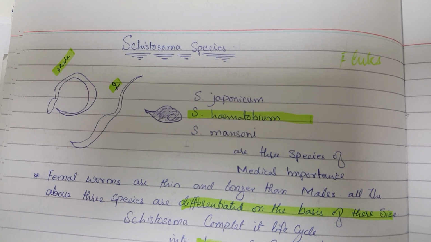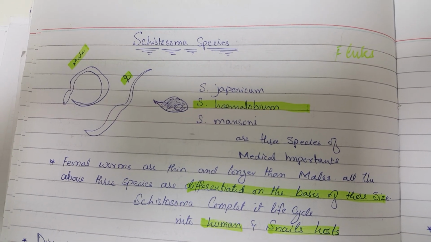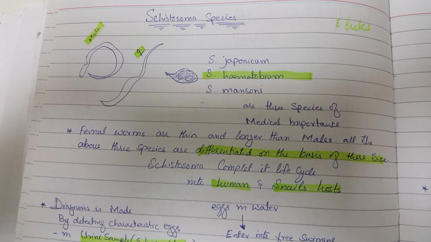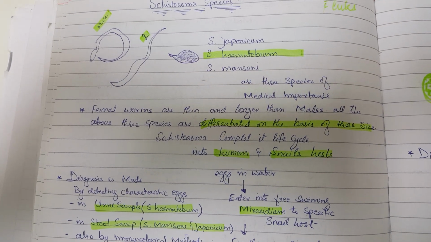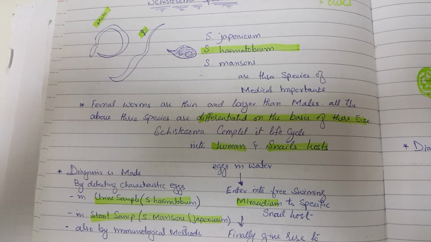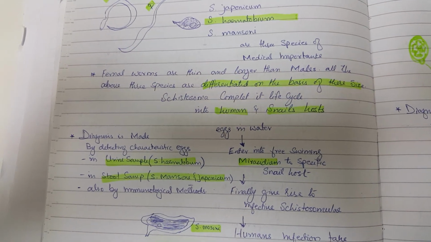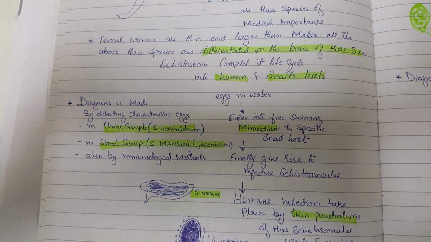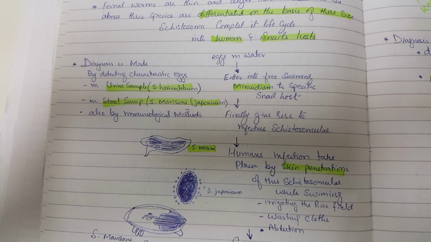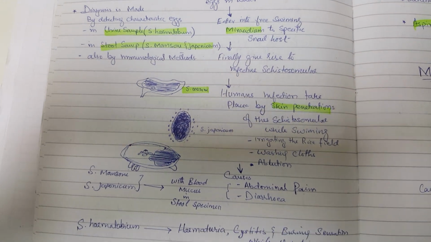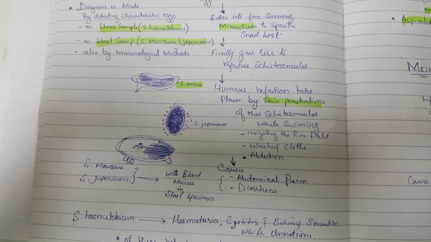Schistosoma species, as you know, Schistosoma japonicum, haematobium, and mansoni, are the species of medical importance. The female worms are thinner and longer than the male, and all the above species are differentiated on the basis of their size. Schistosoma completes its life cycle in the human and snail host. The eggs in water release free-swimming miracidia to the specific snail host, and finally give rise to the infective cercariae. Human infection takes place by skin penetration by the cercariae while swimming, irrigating the rice field, or washing clothes, or bathing.